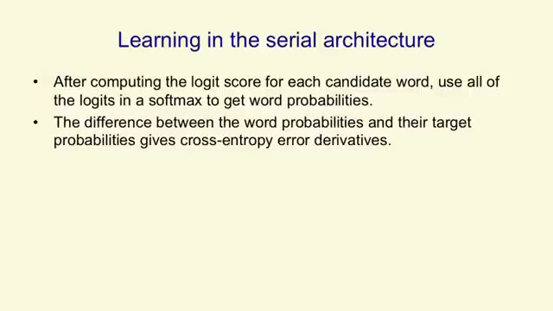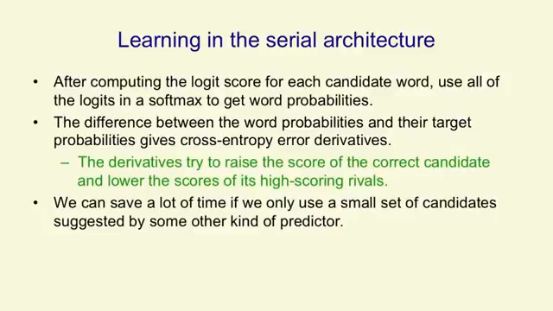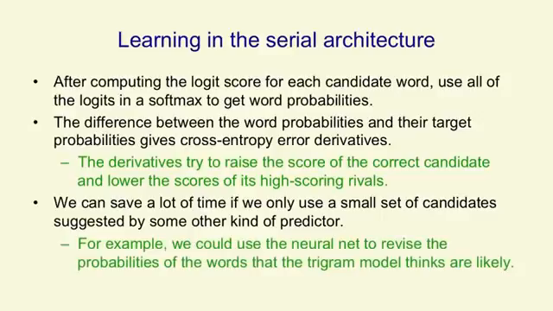Now the difference between the word probabilities and their target probabilities, which is normally 1 for the correct word and 0 for everything else, gives us the cross-entropy error derivatives, and we use those derivatives to change the weights in such a way that we raise the score for the correct candidate and we lower the scores for all of its high-scoring rivals. We can save a lot of time in this architecture if instead of considering all possible candidate words, we only consider a small set, perhaps candidate words suggested by some other predictor. For example, we could use the neural net to revise the probabilities of the words that the trigram model thinks are likely.